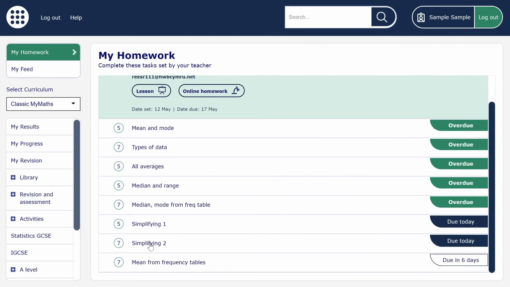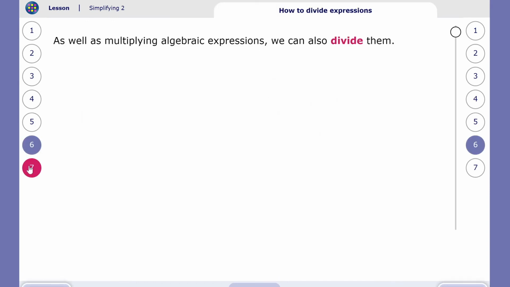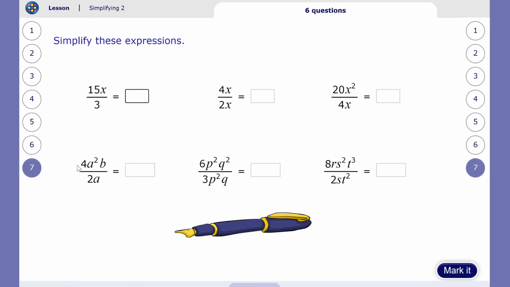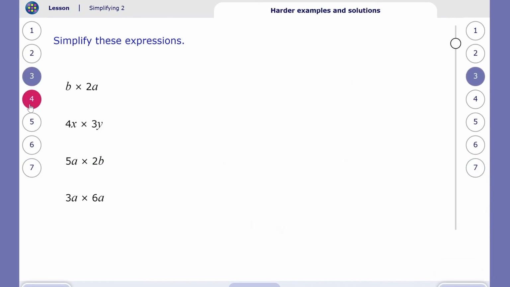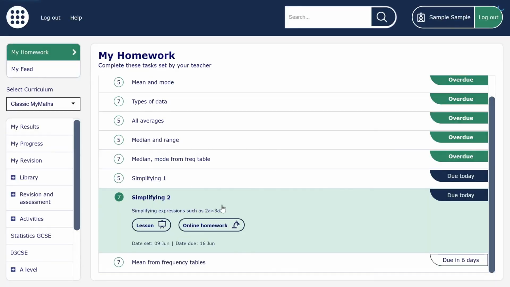So the homework that I'd like you to be looking at is called Simplifying 2. So you should have completed Simplifying 1. Click on Simplifying 2, and if you want, you can work through the lesson, which has got interactive worksheets and exercises throughout it to help you. So for example, here you could work through that. It's very similar to what we've been through together. And here, this is very similar to the one that we've been through as well, if you wanted some extra help and to mark it. But what I would like you to do is the online homework. So if you click on that, it'll take you here.